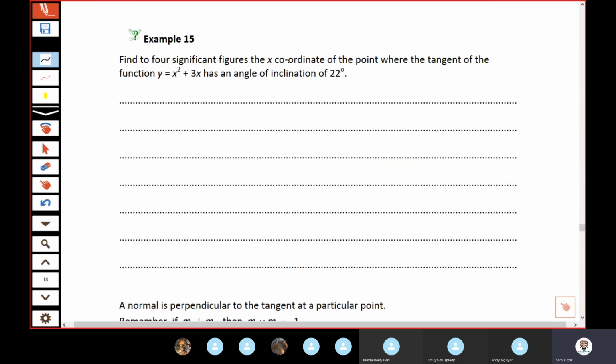Find to 4 sig figs the x-coordinate of the point where the tangent of this function has an angle of inclination of 22 degrees. All right, Anouk, let's try this one. What do you know from this so far?